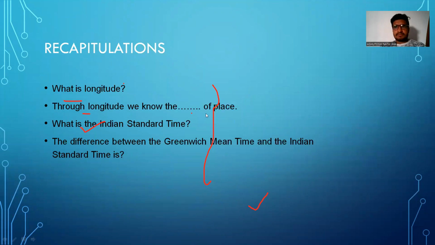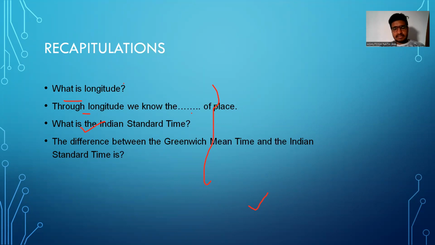Now, recapitulation. So students, in today's class we discussed longitude, and we also discussed Indian Standard Time and time and longitude. All these topics were covered in today's class. So, some questions for recapitulation purposes.